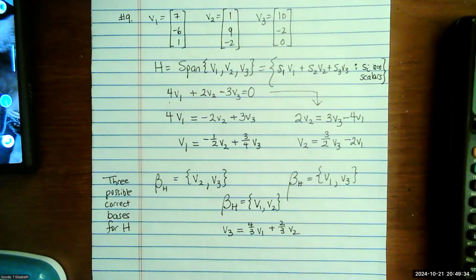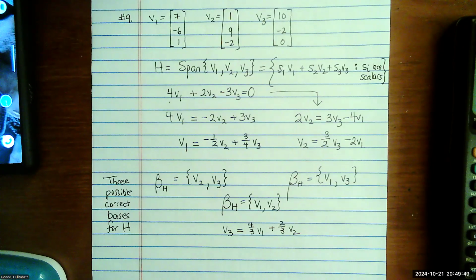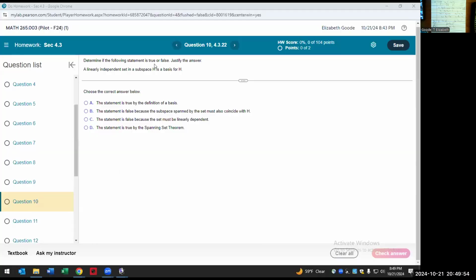Okay. Should we look at the next question? You can go to the textbook and read a little bit. But this next question, I'm sure it's the same for you as it is for me. Number 10 says determine if the following statement is true or false and justify the answer. Is that what yours says on number 10? Yeah. All right, so let's talk about this.